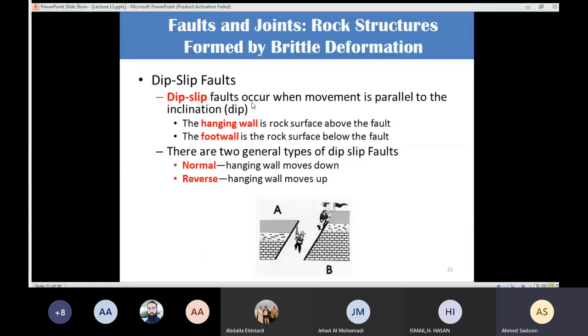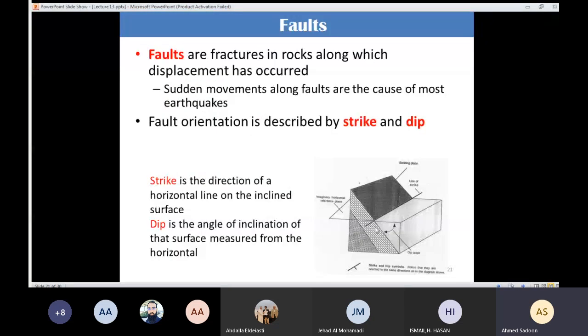So this one is the fault that occurs when movement is parallel to the inclination or the dip. So here we have inclination, we have the direction of the dip. We are going to have displacement or movement parallel to the dip.